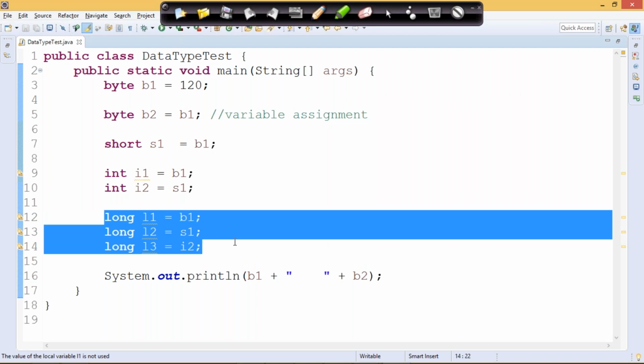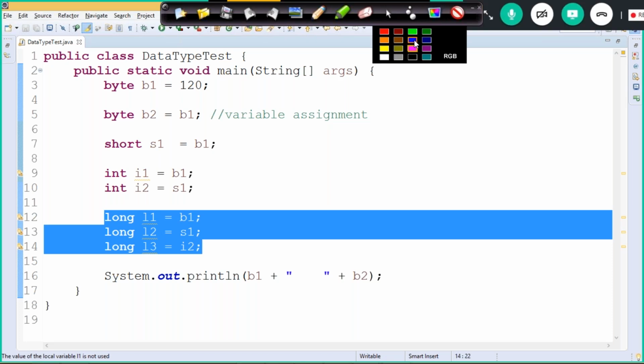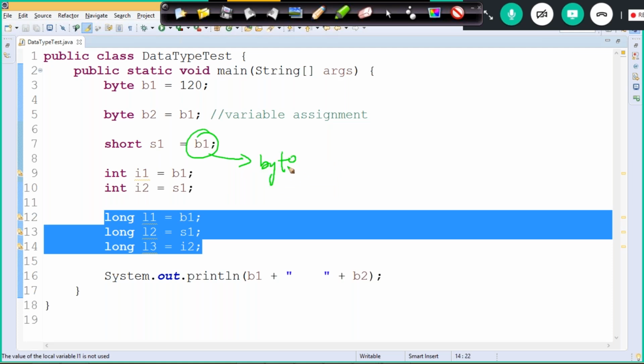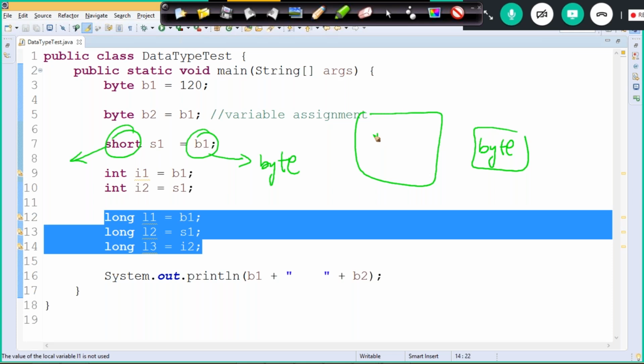If the left side data type is bigger than the right side data type, it's called type conversion. Observe this line of code here. What am I doing? Converting data type from one to other. This data type is byte, and I'm converting this into short, right? This is called type conversion or typecasting. These data types are primitive, hence it is called primitive typecasting. In primitive typecasting, you are increasing. Byte is smaller, the bigger one to byte is short, hence this is called widening.